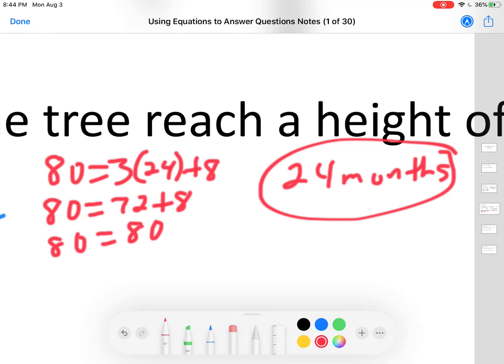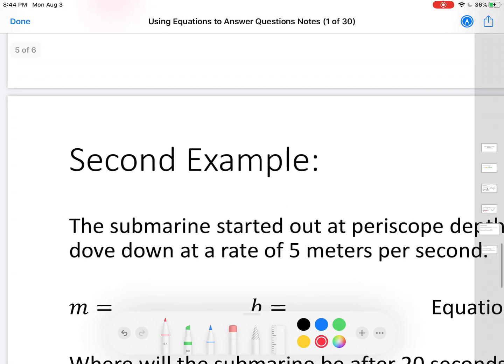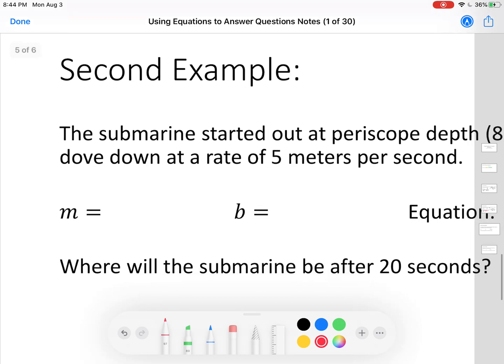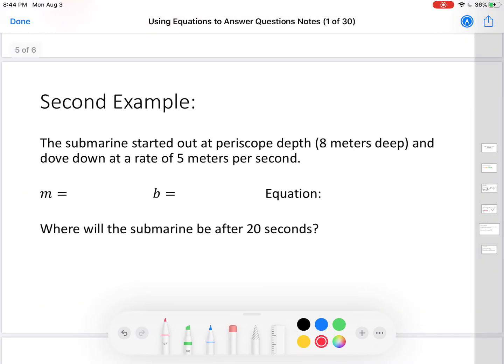And there's that example. Let's try another example. This is our second example. All right. The submarine started out. Well, started out. That means that periscope depth 8 meters deep must be the start amount, so B is 8. And dove down at a rate of 5. The rate is 5, so this must be 5. Since the rate is 5, M is 5. Since it's 8 meters deep, at the start, B is 8.